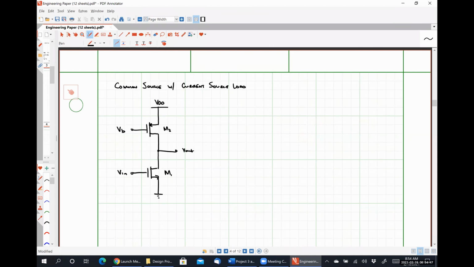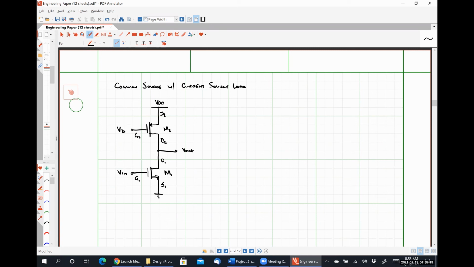And notice that the transistor on bottom is an NMOS and the transistor on top is a PMOS. So this terminal is the gate of transistor 1. This is the source of transistor 1. This is the drain of transistor 1. This is the drain of transistor 2, the gate of transistor 2, and finally the source of transistor 2. Because for a PMOS transistor, the source is always at a higher potential than the drain.